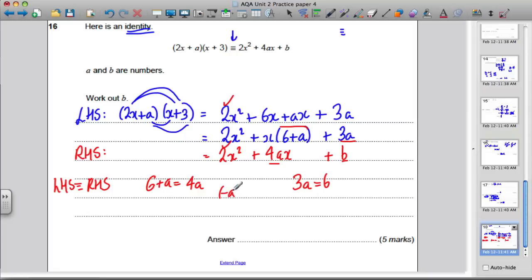Okay, well, here's one equation. I can subtract a off both sides to tidy up. 6 must equal 3a, and dividing by 3, a must equal 2. So a is 2. Well, what's b? b is 3 times 2, which is 6. So work out b. b is equal to 6.